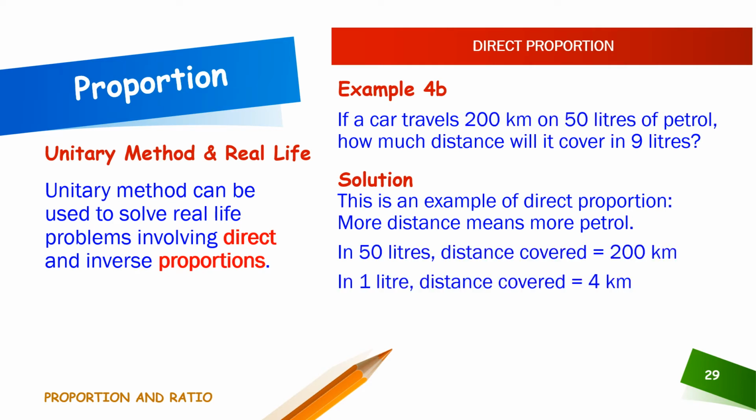In order to find the distance covered in 1 litre, we divide by 50 to give that 1 litre covers 4 kilometers. So in order to find the distance covered in 9 litres, we now multiply the 1 litre covering 4 kilometers by 9 on both sides. To give us 36 kilometers.